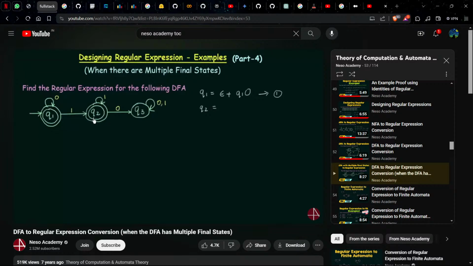And let's do the same thing for q2. In q2 you see that there is an incoming transition from q1 with input 1, so q1 1, plus there is an incoming transition from q2 itself with input 1. So we write q2 1, and then there are no more. So this will be equation number 2.